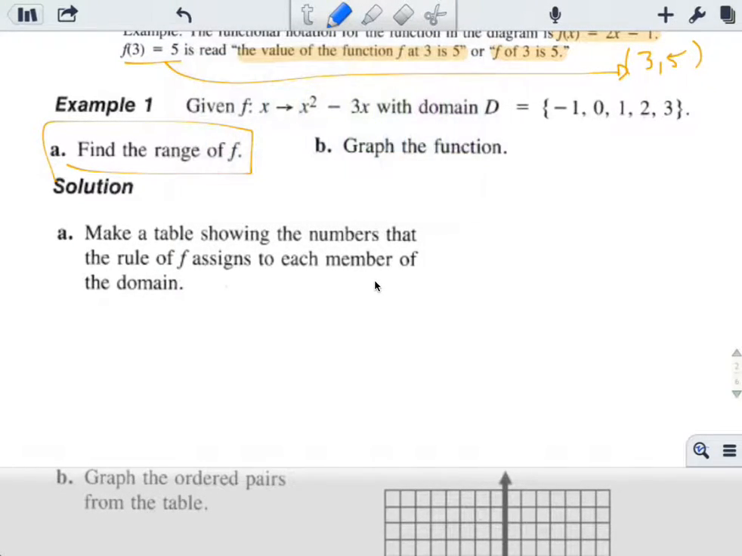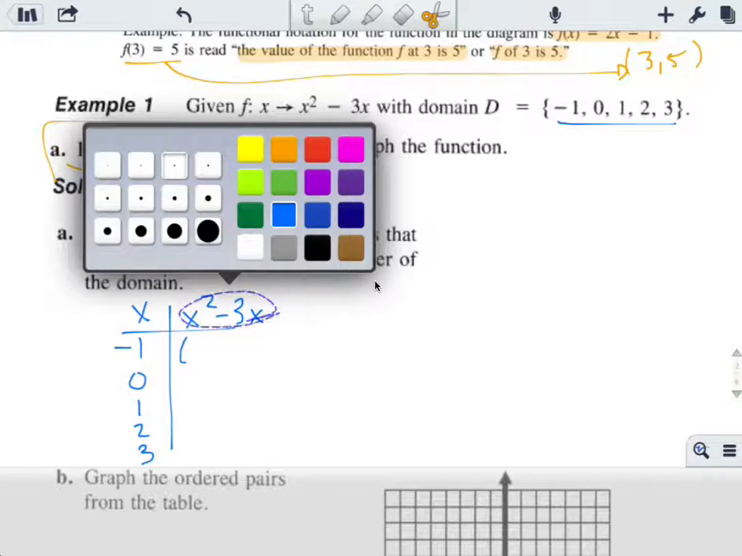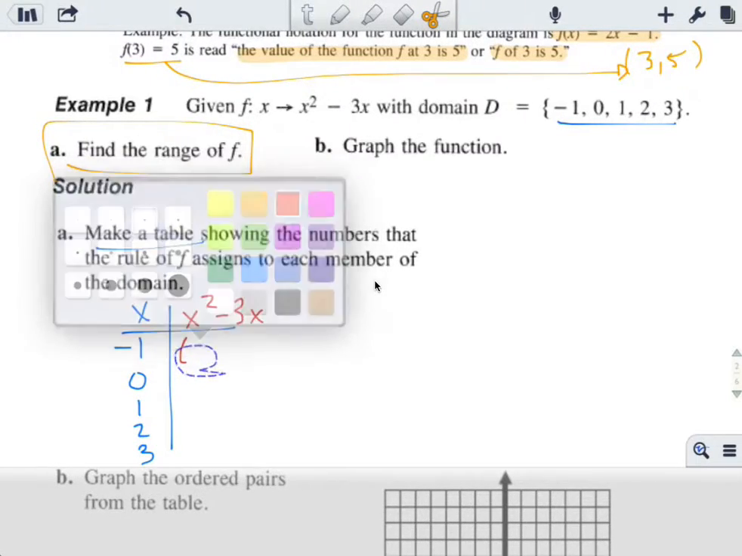So we'll do that. I'm going to make a table. I'm going to have x. What does x do to my function f? It does x squared minus 3x. So my domain, that's what x is: -1, 0, 1, 2, and 3. For each of these, we plug in -1, 2, and 0. I'm going to change some colors here just to get those lined up. We'll change that, and we'll change that to red. Okay.